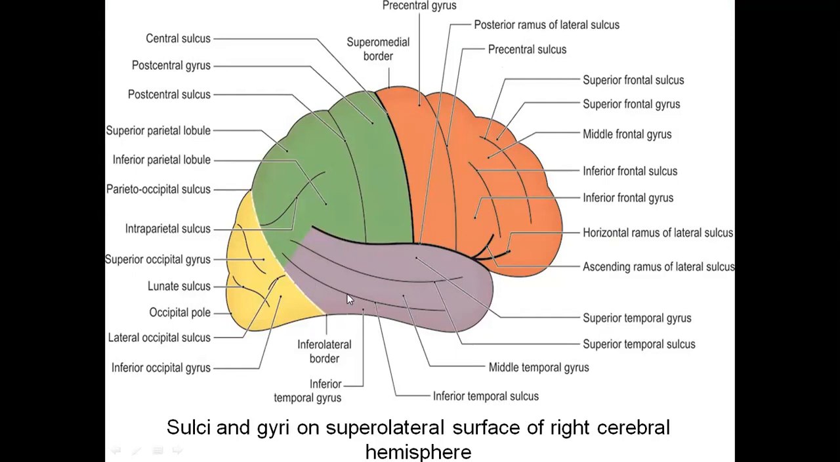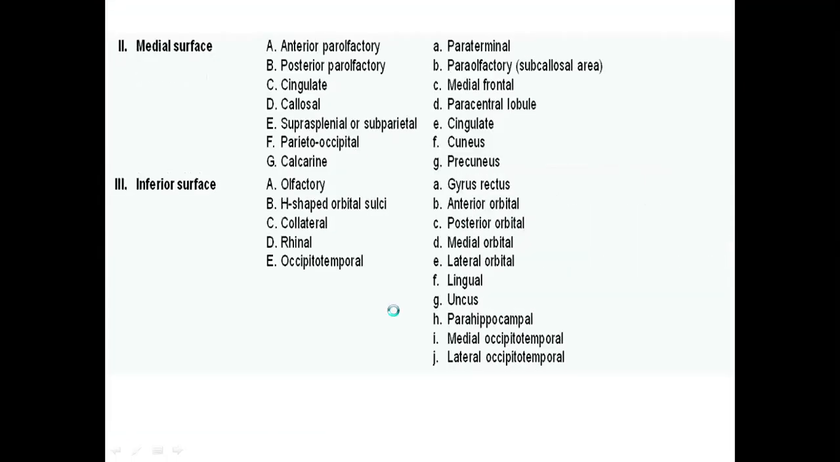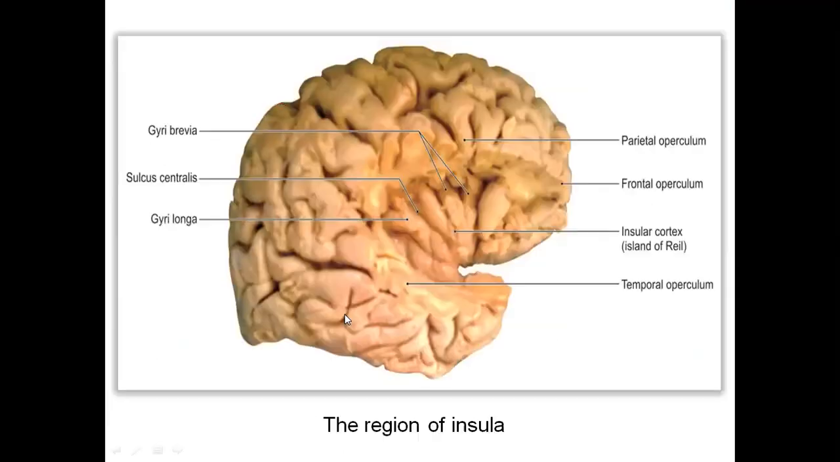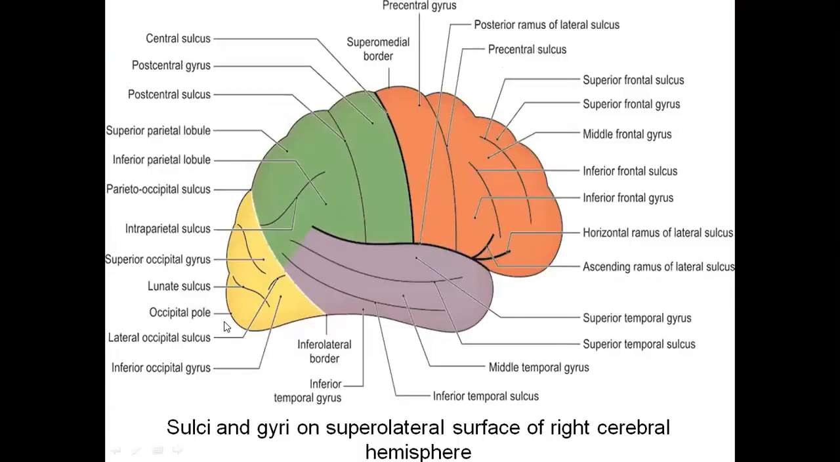Okay. Now, let us see in the tabular form as well. So temporal lobe, we have superior temporal sulcus, inferior temporal gyrus, superior, middle and inferior temporal gyri. Now coming to the occipital lobe. So in the occipital lobe, we have the sulci like one lateral occipital sulcus. Actually, there will be a part of calcarine sulcus also.